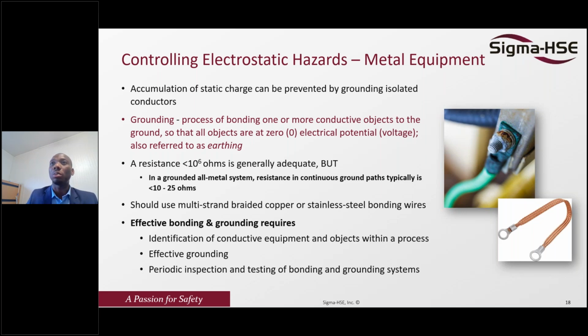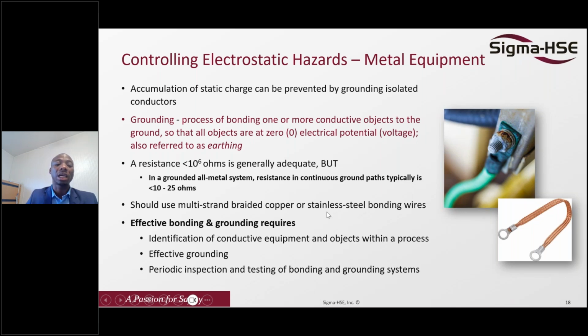And in case it's metal to metal, which connects to the ground, you always want to stay below 10 ohms. That is something that I can check at your facility. If it is between 10 and 25, it's okay. But in case it goes beyond that for a conductive equipment to the ground, then there will be a question mark that we need to answer, whether your grounding is okay or not. Sometimes, as you can see in the picture, we can use multi-threaded copper, or we can use stainless steel.